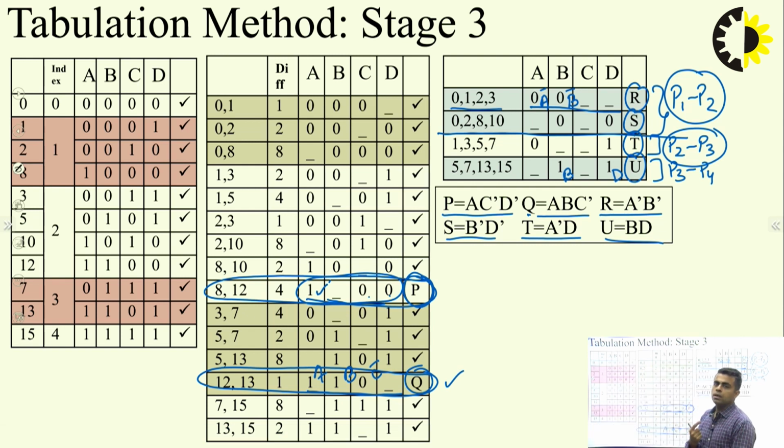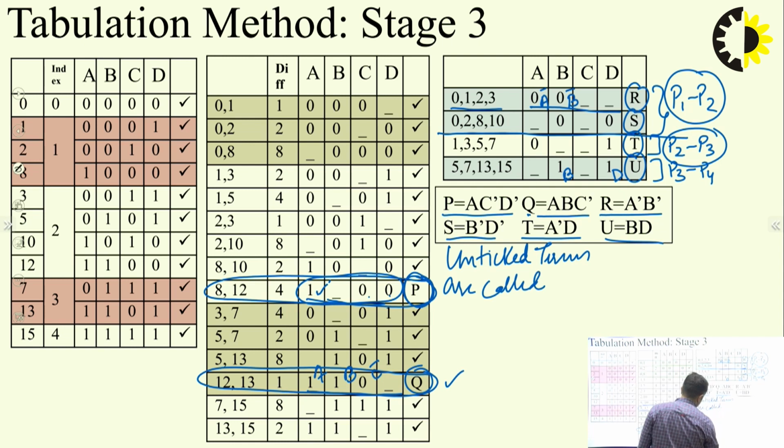So one more last table is now pending. So all these unticked terms are called prime implicants.